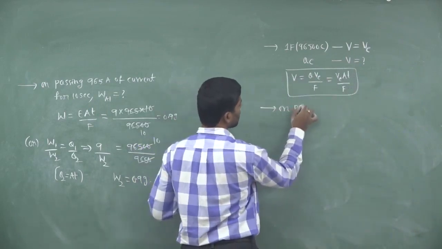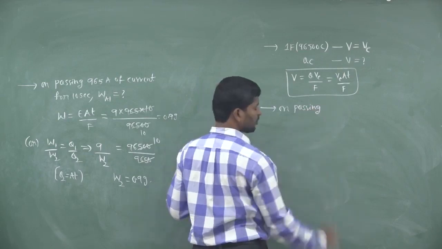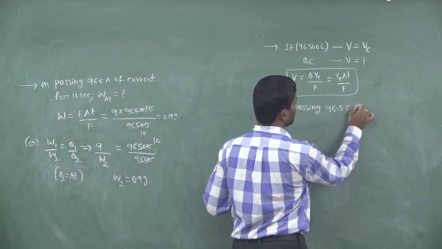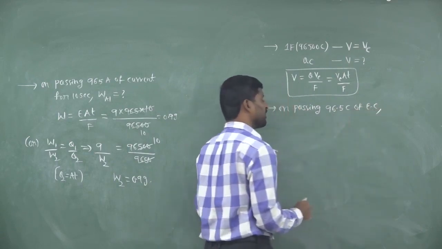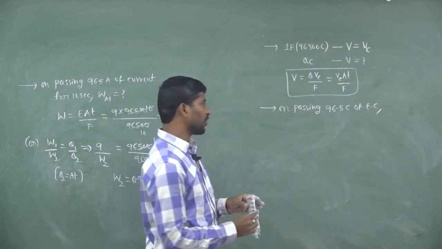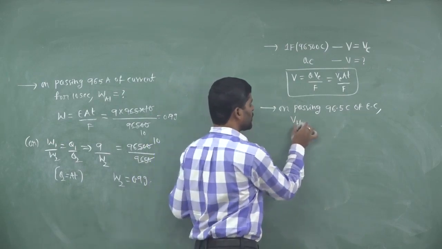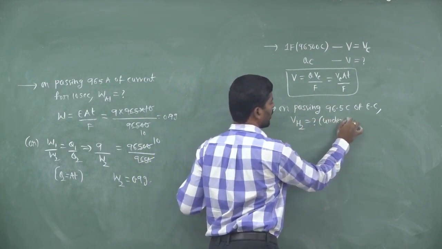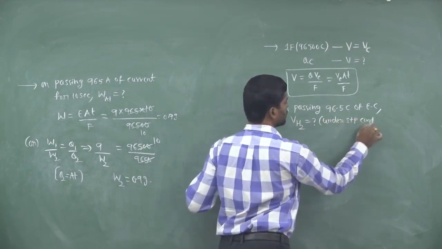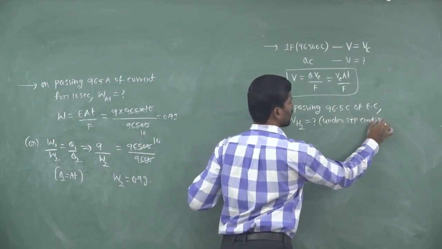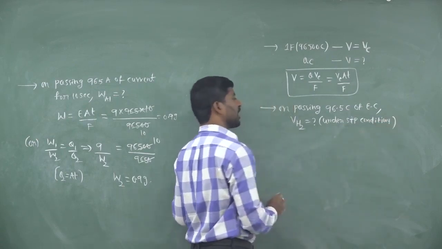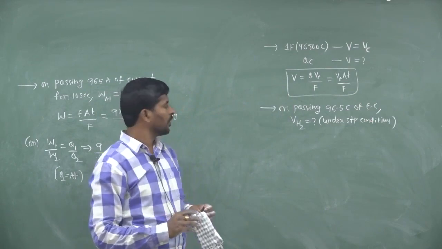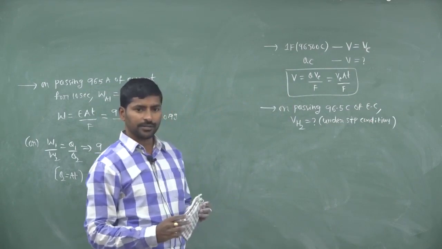On passing 96.5 coulombs of electric current, what is the volume of H2 gas evolved under STP conditions? On passing 96.5 coulombs of electric current, what is the volume of H2 gas evolved under STP conditions?